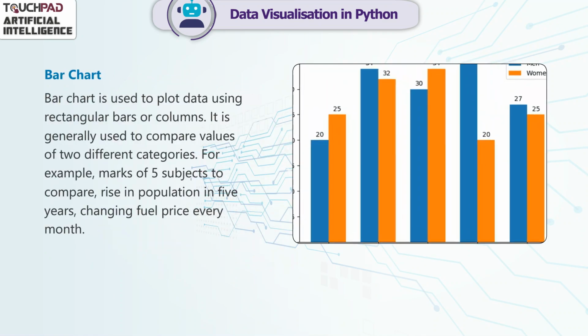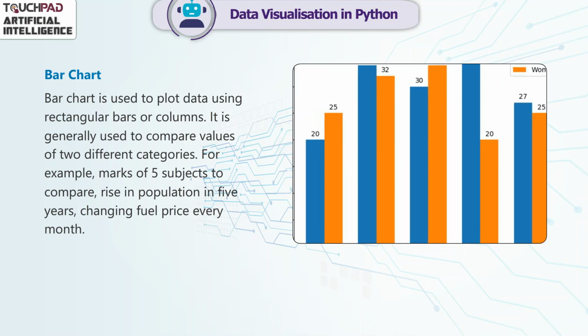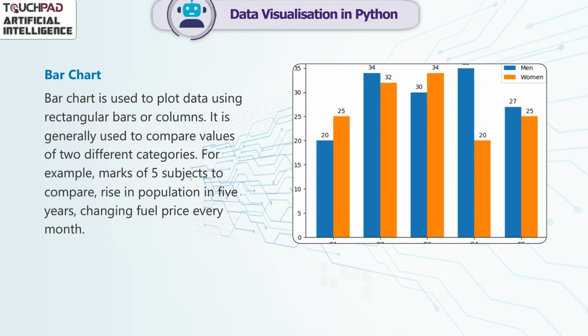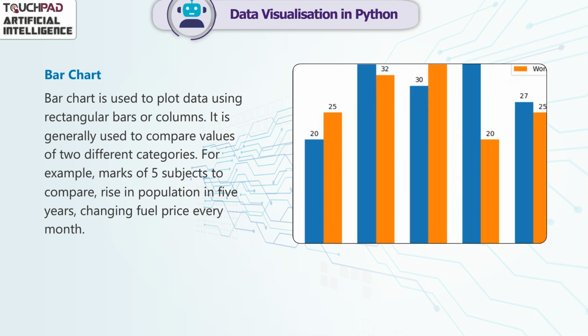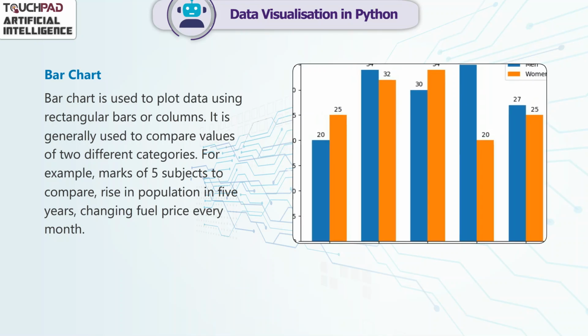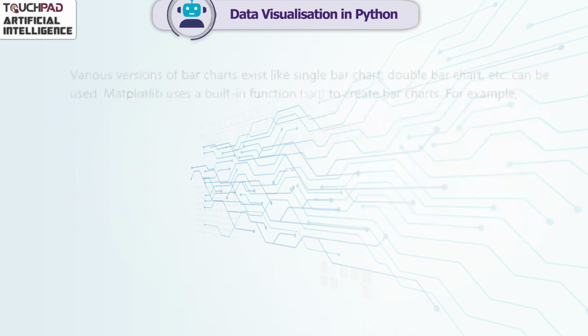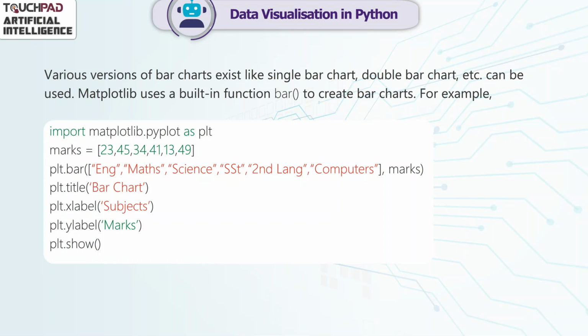Bar chart. Bar chart is used to plot data using rectangular bars or columns. It is generally used to compare values of two different categories. For example, marks of 5 subjects to compare, rise in population in 5 years, changing fuel price every month. Various versions of bar charts exist, like single bar chart, double bar chart, etc., and can be used. Matplotlib uses a built-in function, bar, to create bar charts.